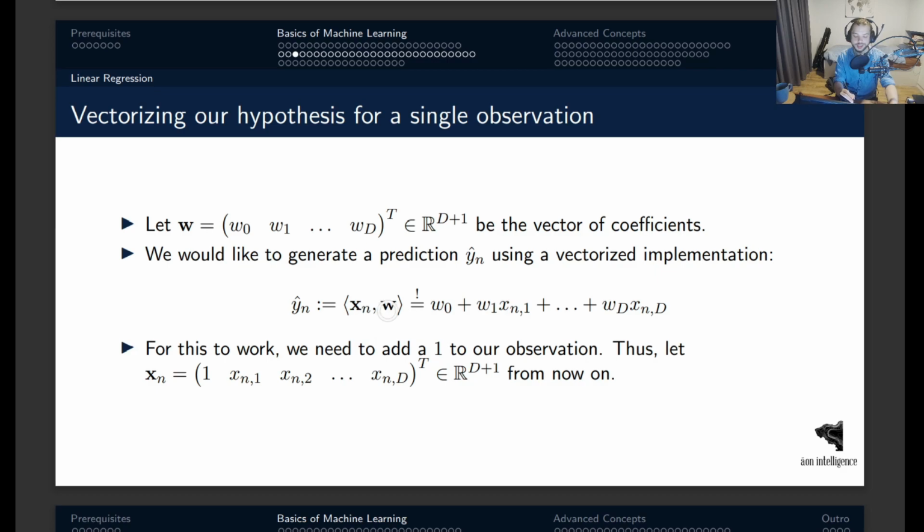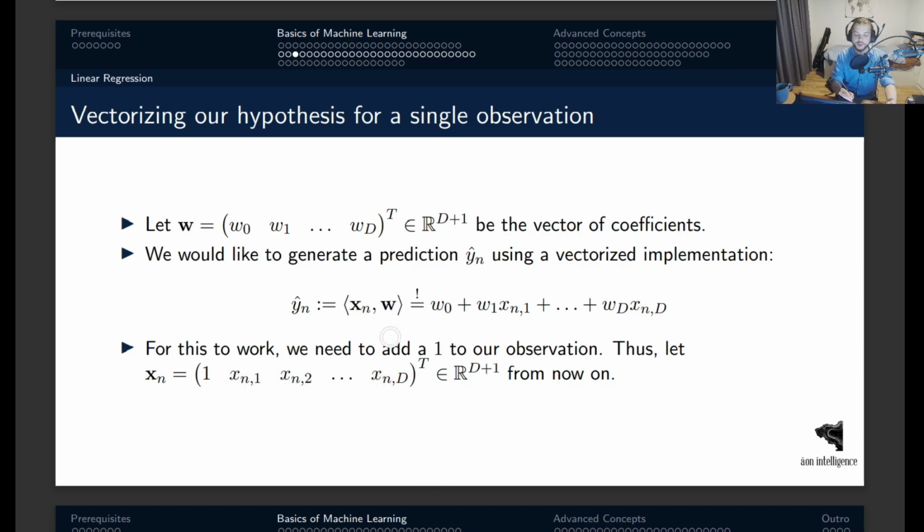These two vectors are not of the same dimensionality, right? So even though we want this implementation, we cannot do it just yet because xn is of dimensionality d, whereas w is of dimensionality d+1. So we cannot actually compute the inner product of two vectors that have different lengths or dimensionalities. But we can easily fix this by just adding a 1 as the first component of our feature vector xn. And it will look like this now. So the first entry will be a 1 and all the other entries will then follow.